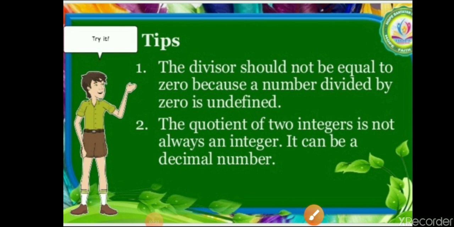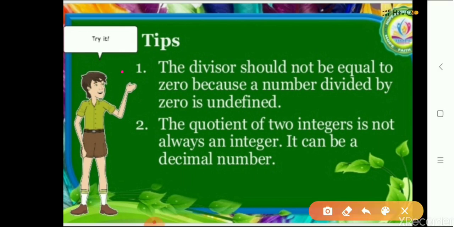Following things you should keep in your mind. The first is the divisor should not be equal to 0, because a number divided by 0 is undefined. Whenever we take the denominator or the divisor as 0, the number becomes infinite, which is not defined. Okay.